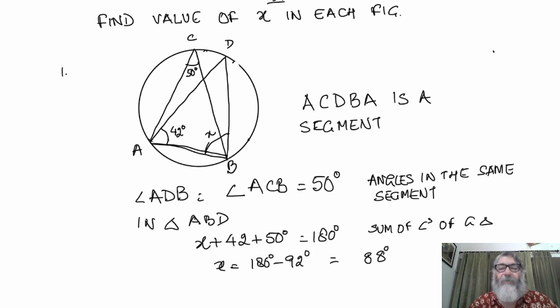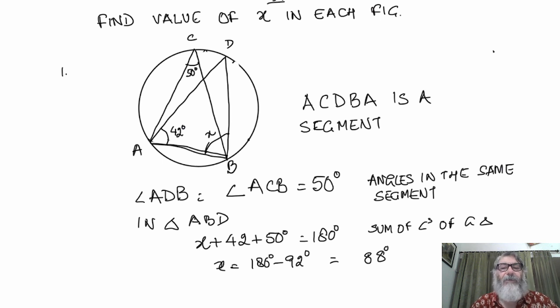Angles in the same segment of a circle are equal. So angle ACB and angle ADB are angles in the same segment. So I would say that angle ADB is 50 degrees. And then if you look in triangle ADB, already two angles are given, 42 and 50 we have calculated. So we have to calculate the value of x.